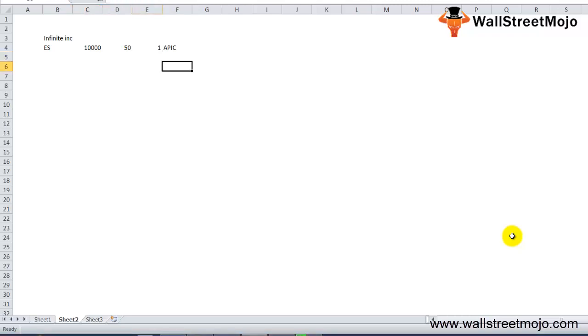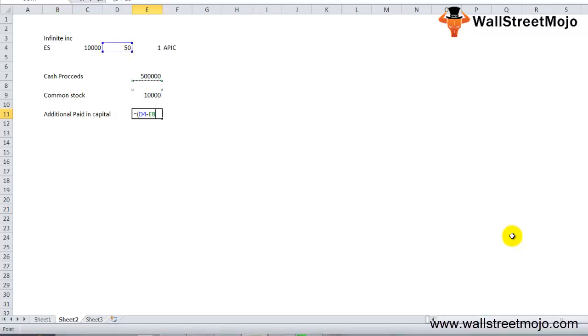The first thing is the cash proceeds that you are going to receive, which is 50 into 10,000. Then you will have common stock. Your common stock is going to be 1, that is your par value, into 10,000, so that's in total 10,000 as part of your common stock. And the additional paid-in capital is equal to (50 minus 1) into the number of shares. So C4, perfect.